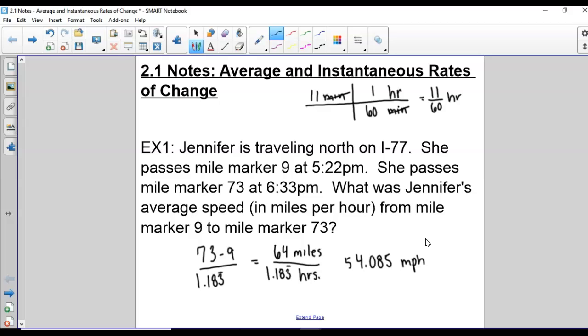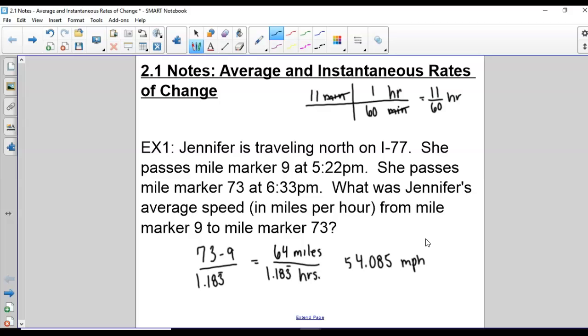What's more likely that happened in this situation? There were times when she slowed down. Probably in this particular case, based on my prior knowledge, she was stuck in traffic in Charlotte and was going really slow, or possibly even stopped some in Charlotte. And then she went 70 the rest of the way home once she got out of traffic, and that made her average speed a lot lower than 70 miles an hour.